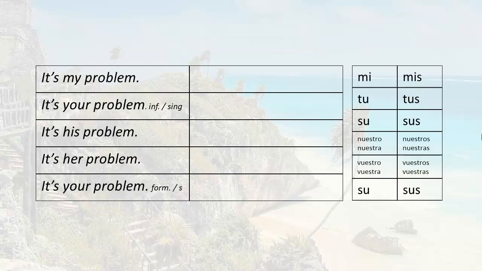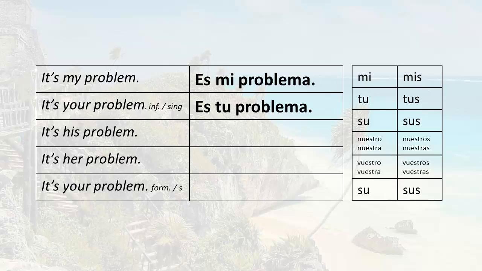Now the fun part, let's apply what you've learned. If I want to say in Spanish, it's my problem, we're going to use the word problem in all of these examples, which is el problema. It's grammatically masculine, el problema. So, it's my problem, I would say in Spanish, es mi problema. It's your problem. Again, this is if I'm using tú with you. So your problem, the possessive adjective equivalent is tu without the accent mark. So I would say es tu problema. Es tu problema.